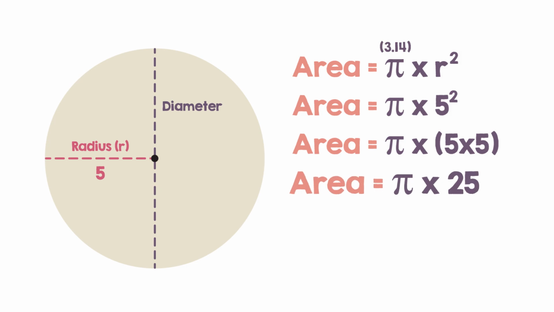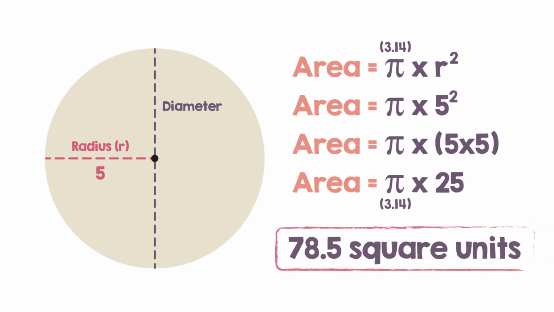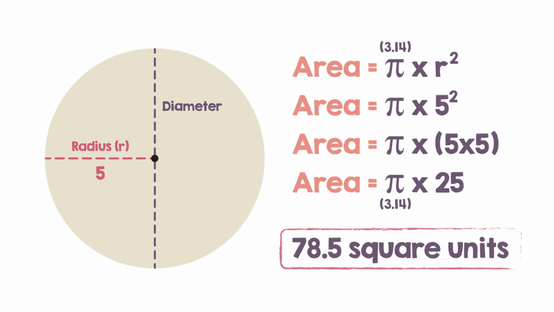5 times 5 equals 25. Next, we multiply 25 by pi, which is about 3.14. So 25 times 3.14 gives us 78.5. That means the area of our circle is about 78.5 square units.